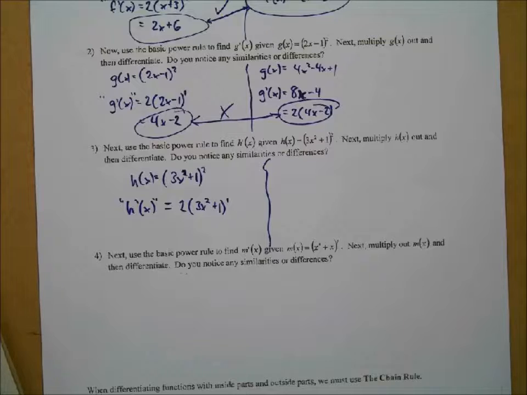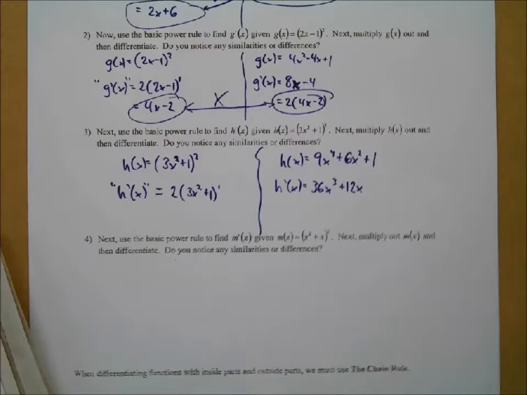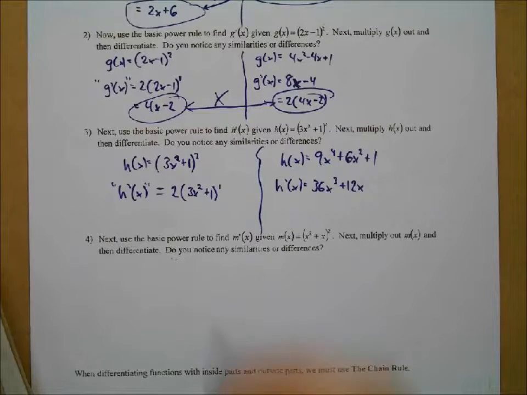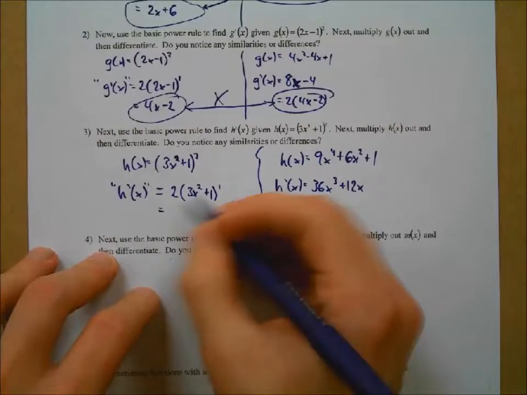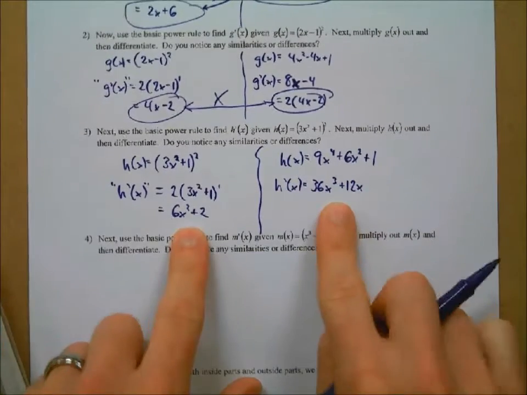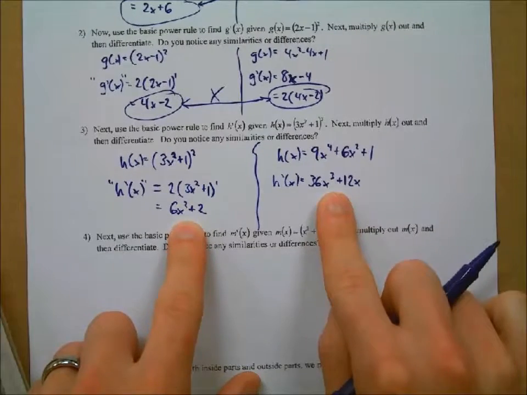So, Carter, what'd you get for the derivative here? 36x cubed plus 12x. There you go. Yep, 36x cubed plus 12x. Okay, 36x cubed plus 12x. And again, so if I distribute the 2 in this one here, we get 6x squared plus 2. And again, they look pretty different, but are they really that different?